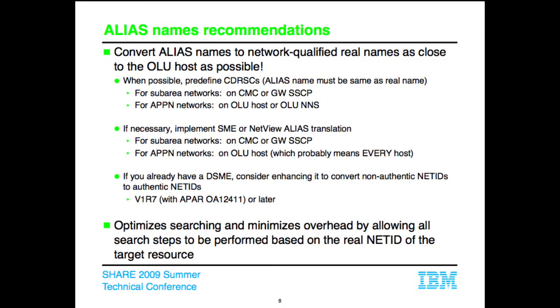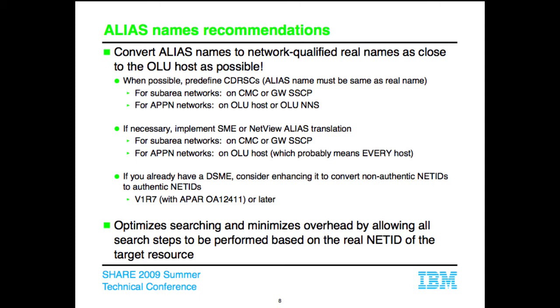So this is now my recommendations for the alias name translation. Whether you're doing it with a predefined CDRC or with alias translation functions like the SNE or NetView, the bottom line is that you really want to convert the alias name to a real network qualified name, that's the target resource of course, as close to the originating LU as possible.